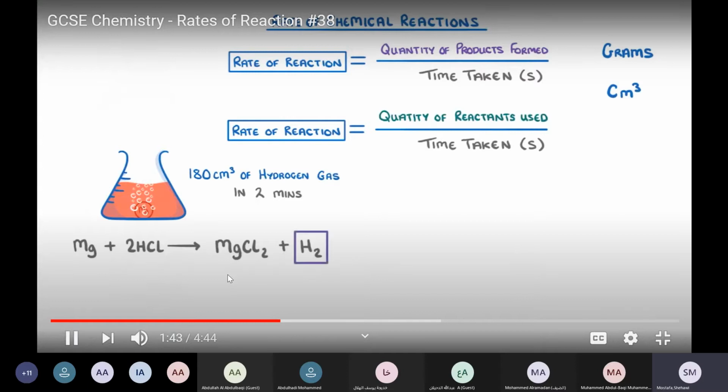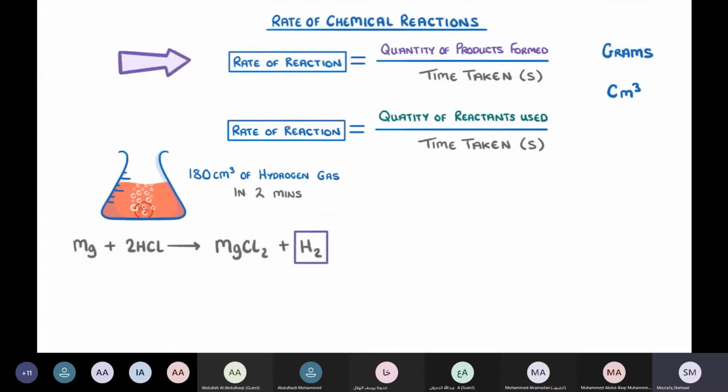Then, because hydrogen is a product, we would use our product formed equation and do 180 centimeters cubed divided by 120 seconds. Because remember, we have to convert our 2 minutes into seconds, which would give us a rate of 1.5 centimeters cubed per second.